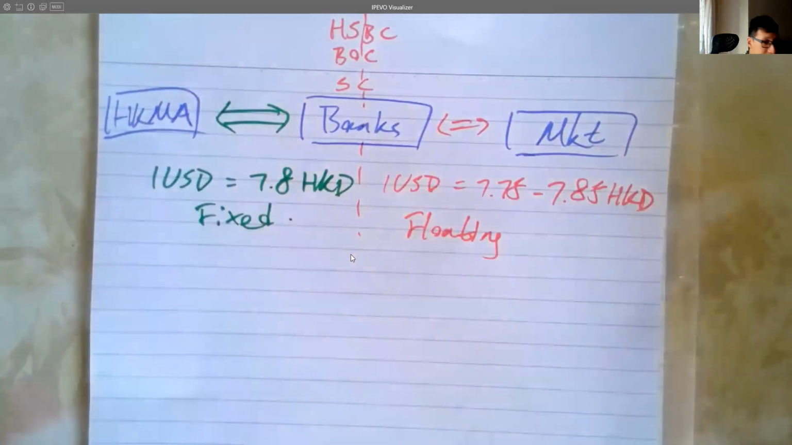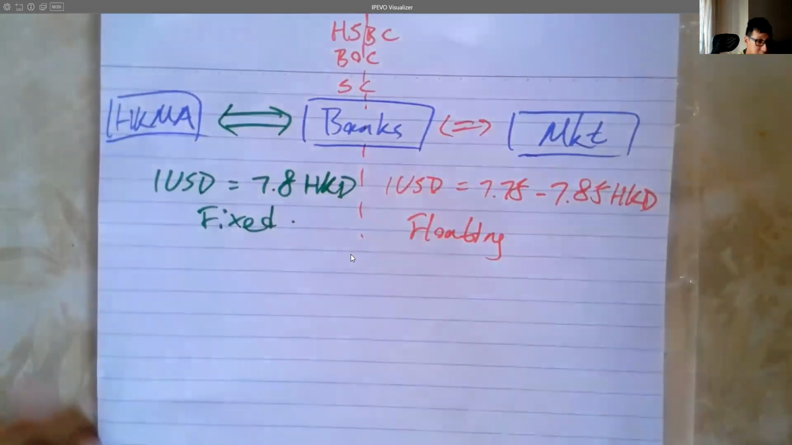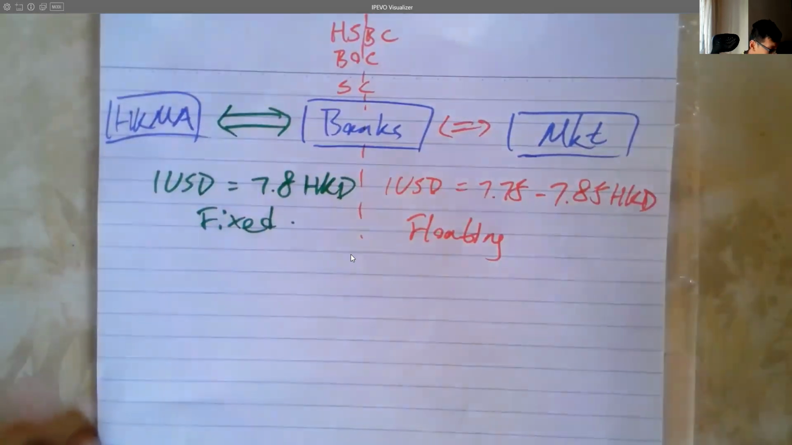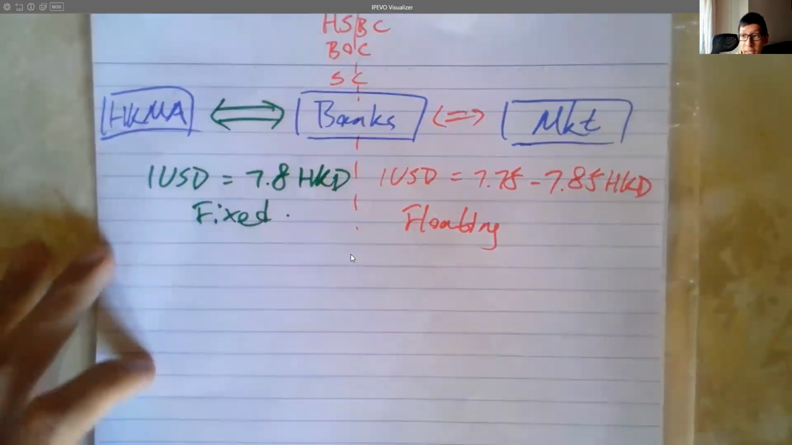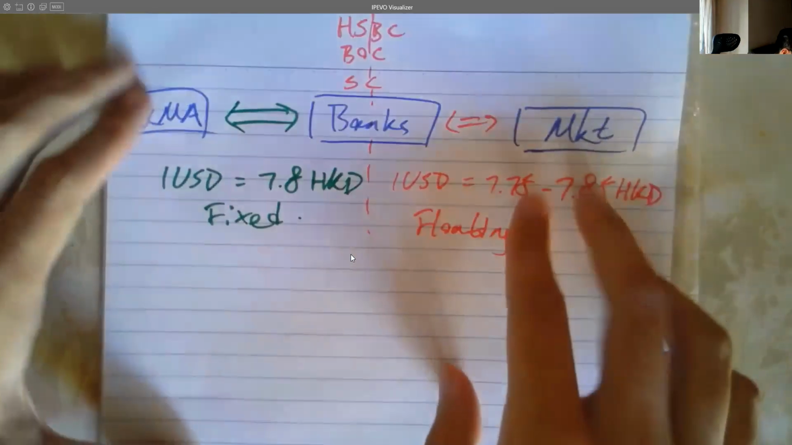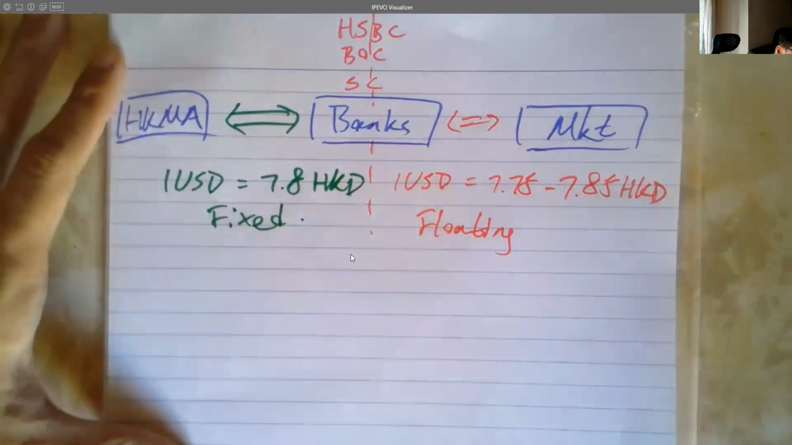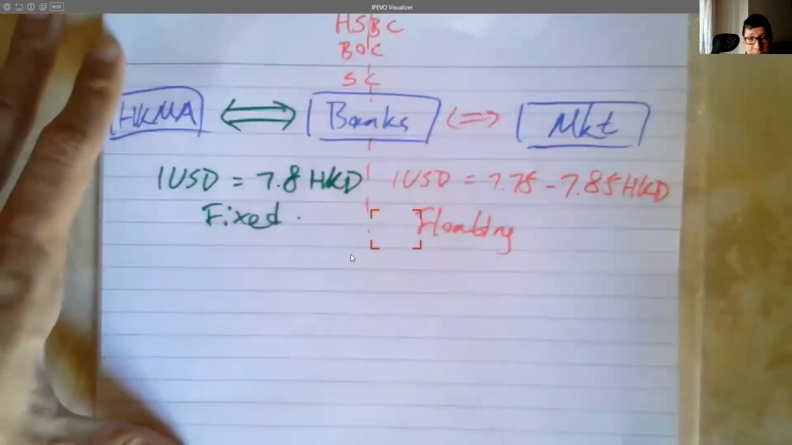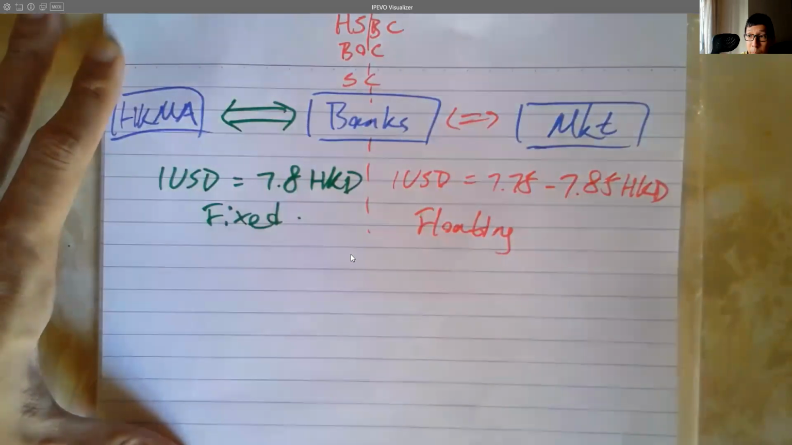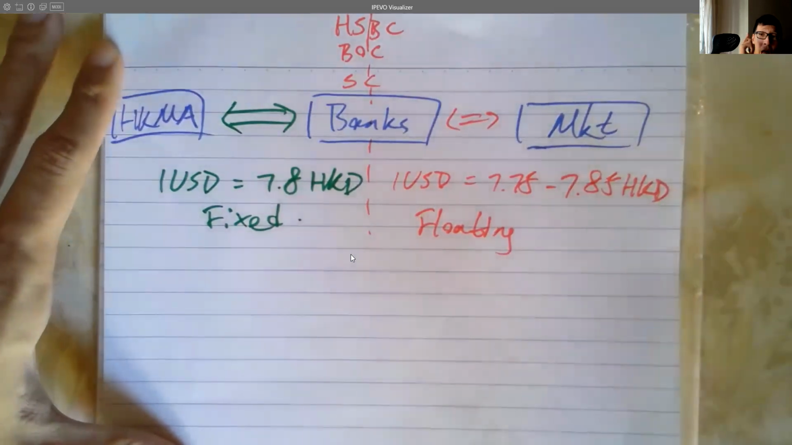It will automatically float, okay? All right, so this is the system we are running. Again, immediately you see, not everything is fixed. On the market side, it is floating. Only on the HKMA side is it fixed. So this is a basic system. So how does the system work?